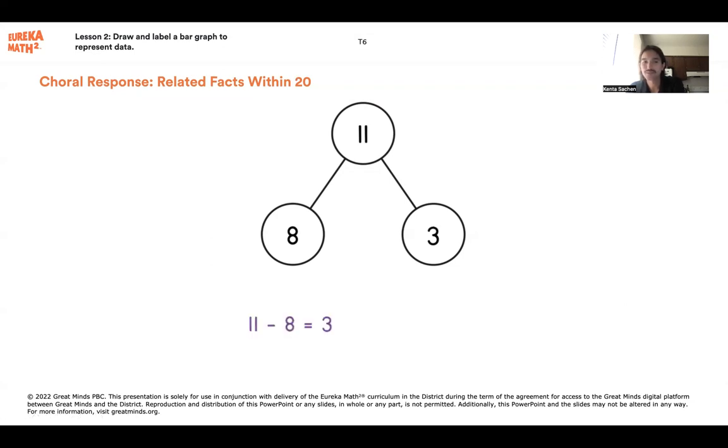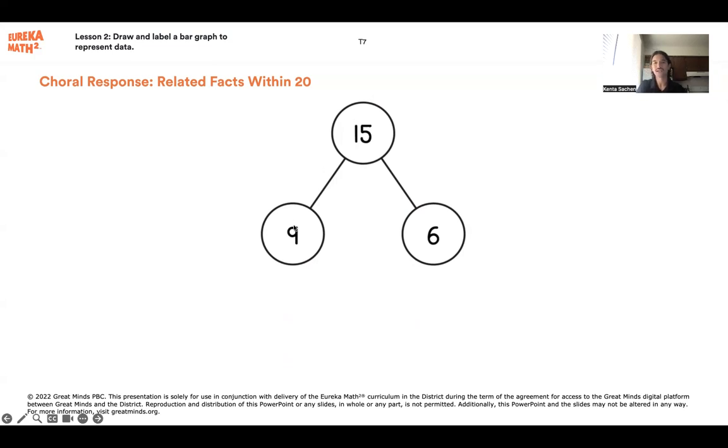Okay. We have 11, 8, and 3. A subtraction problem is 11 minus 8 equals 3. How about addition now? Great. 8 plus 3 is equal to 11. Now, a different subtraction is 11 minus 3 is equal to 8. Very good. And how about an addition that's just like this one? 3 plus 8 is equal to 11. Nice work. We got one last one to do.